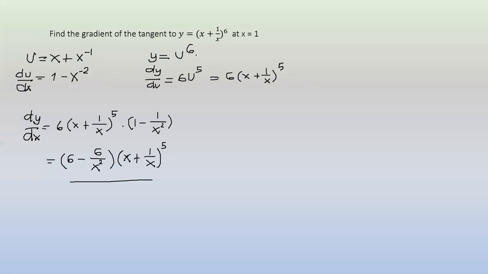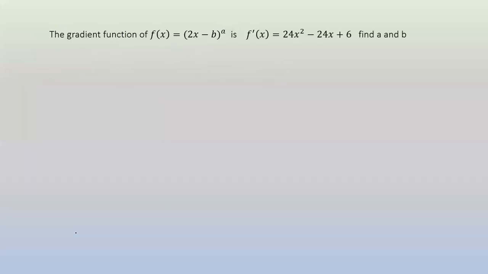So how about if x equals 1? You're going to find the gradient of the tangent. Okay. If x equals 1, it's going to be 6 minus 6 over 1, which is 1, plus 1 over 1, to the power 5. It's going to be 0, because 6 minus 6 is 0, times 1 plus 1 equals 0. I think this one is very simple.